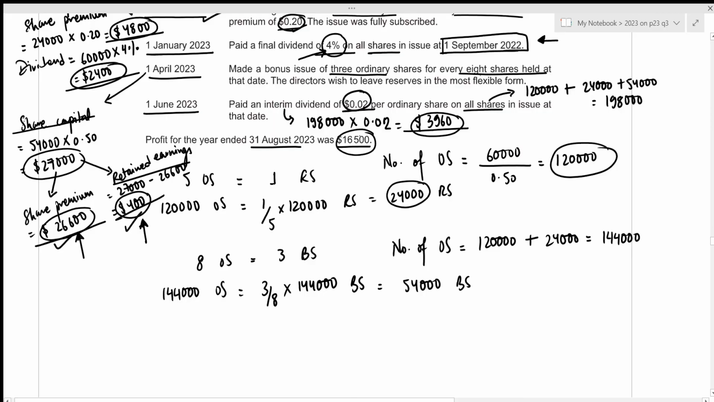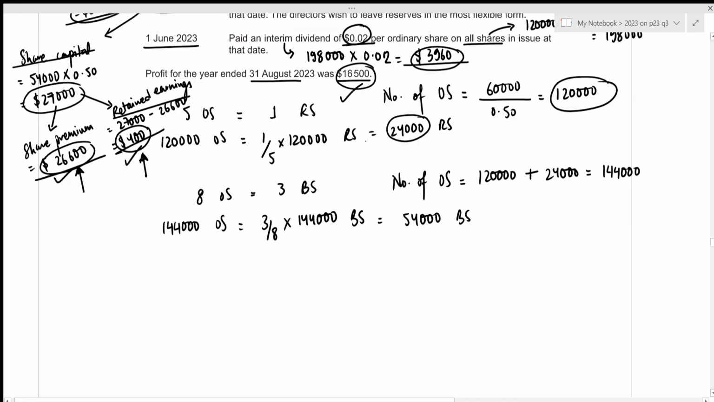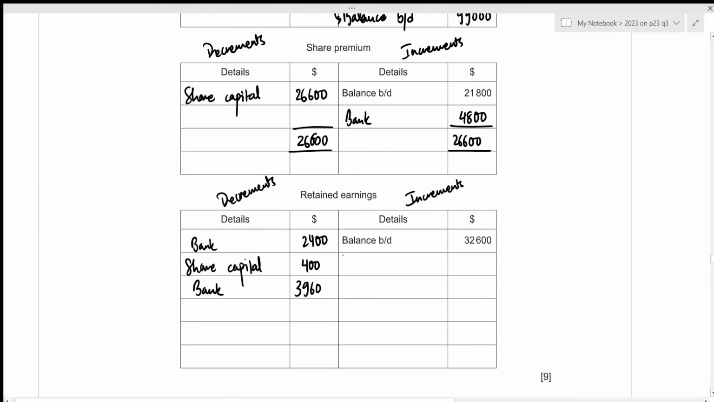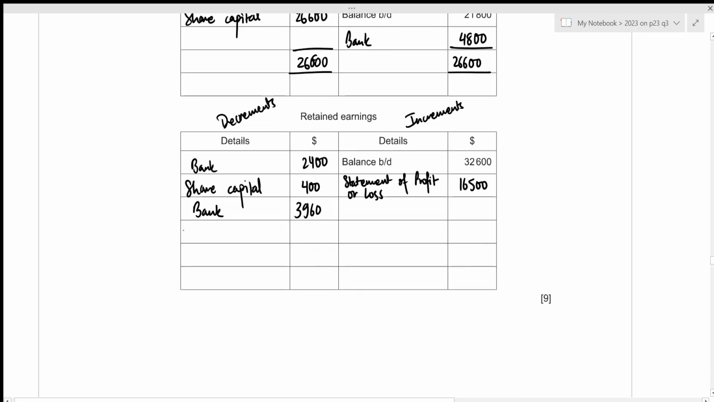Then we are also given the profit for the year, which was 16,500. We can include this under the heading of statement of profit or loss, since that's the statement utilized in order to calculate this value. And remember, profit for the year is always added to the retained earnings, which means that this will increase our retained earnings value. So this goes on the credit side. So that will be statement of profit or loss with the amount of 16,500.